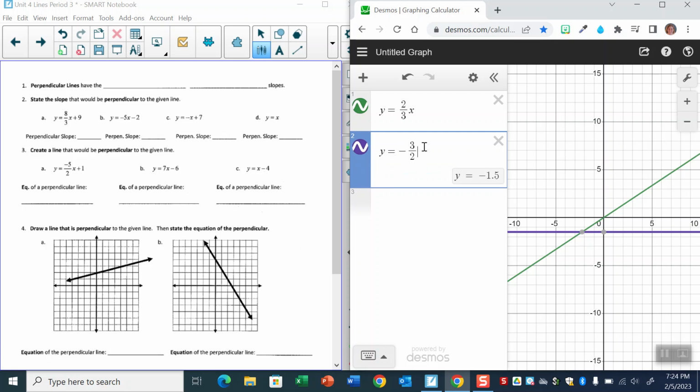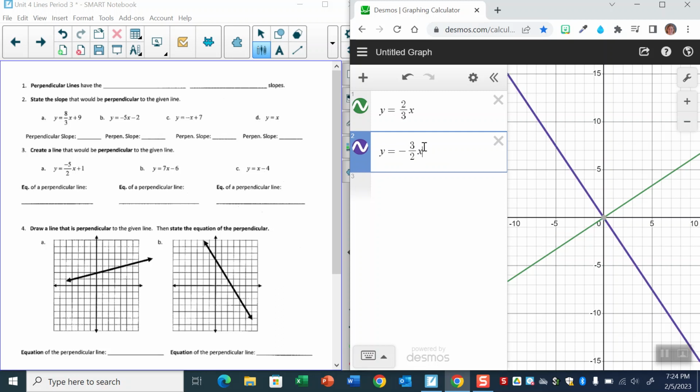All right, and then I need an x in order to have a line. So see how those form a 90-degree angle? That means they're perpendicular. So there you go. Opposite reciprocal, that's what that means.